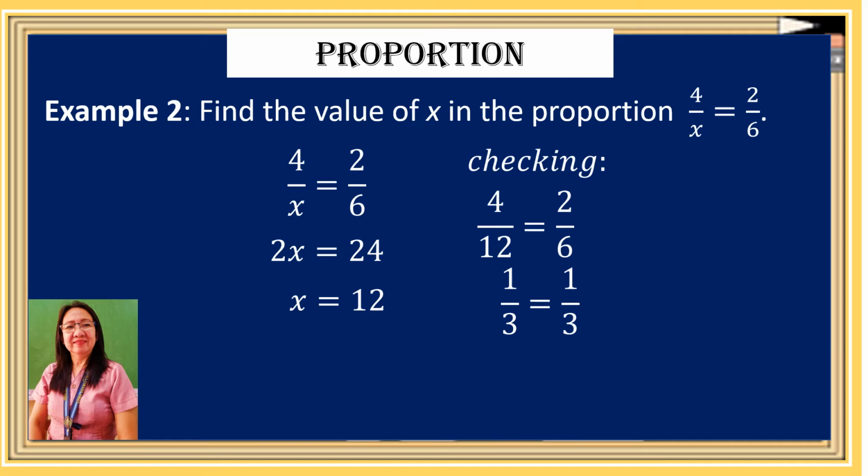On the other hand, if we apply the cross multiplication in the proportion, such as 2 times 12, is that equal to 4 times 6? And we have 2 times 12 is 24, and the same with 4 times 6. So in both ways of checking, the left and the right values are equal. Therefore, x is equal to 12 is the correct value for x.